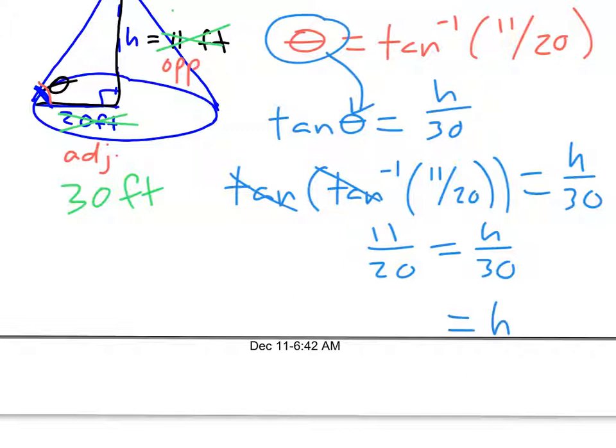I could cross multiply and divide. It would just basically be 11 times 30 over 20, which would be 16.5 feet. No decimal approximations. Honestly, if you could crunch those numbers at the end, you could very possibly solve that problem without needing a calculator at all, just by using an inverse tangent function.